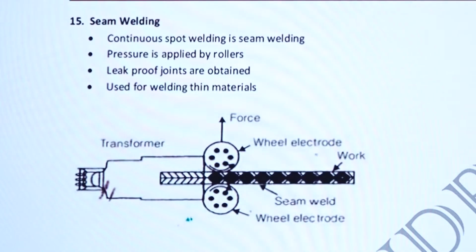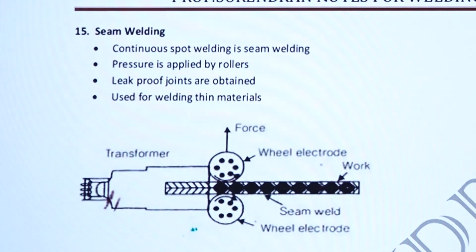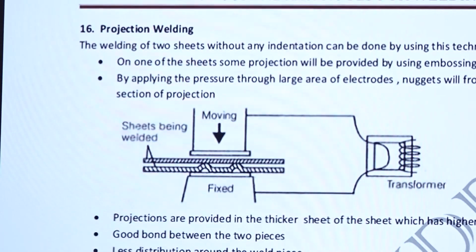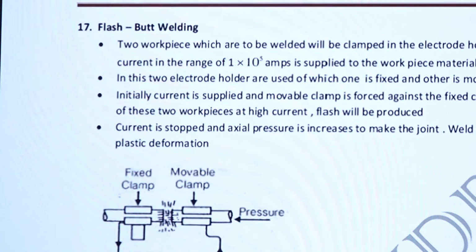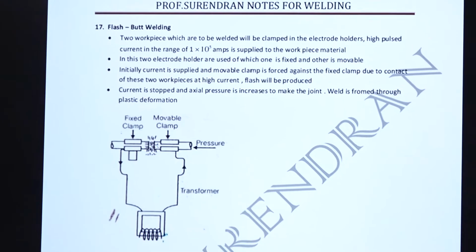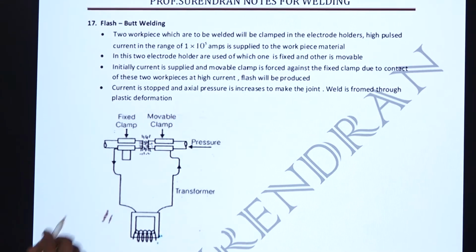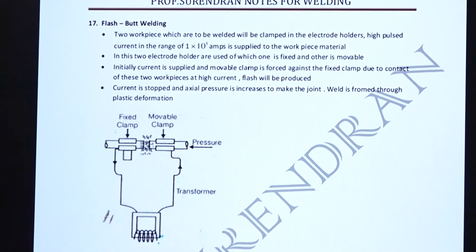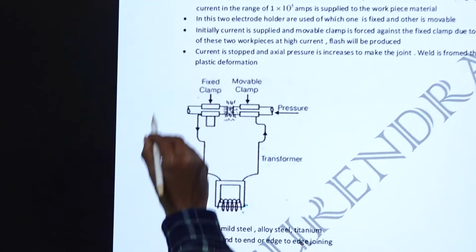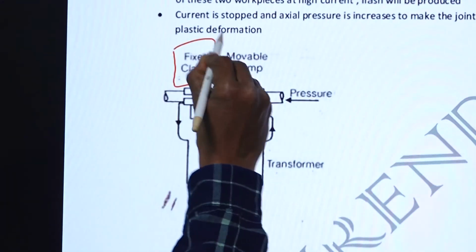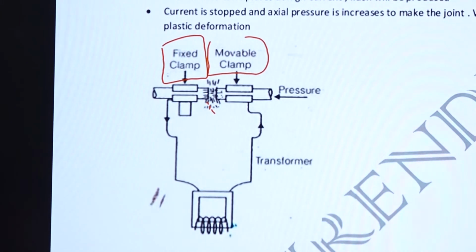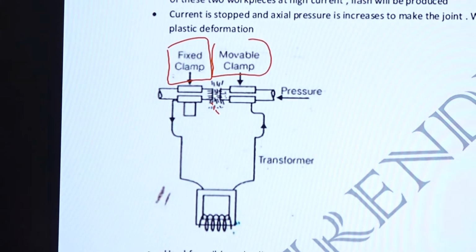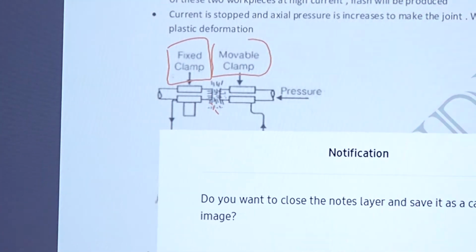You can observe the seam welding. It is welded by the rollers. This is projection welding, where multiple projections are made. This is flash butt welding. There is a fixed clamp and a movable clamp. Both are heated by the resistance and combined together to form the connection. That is flash butt welding.